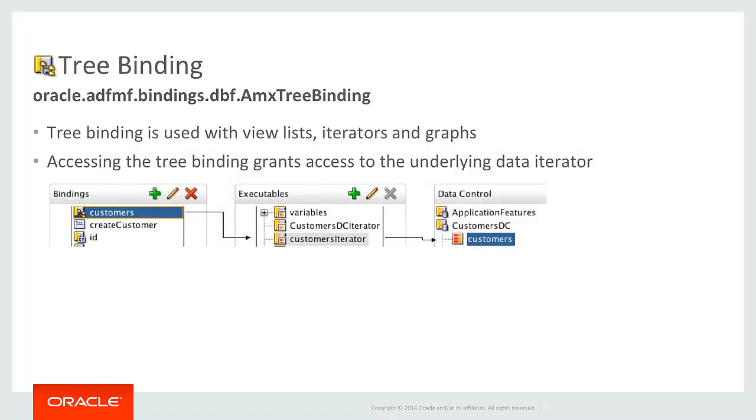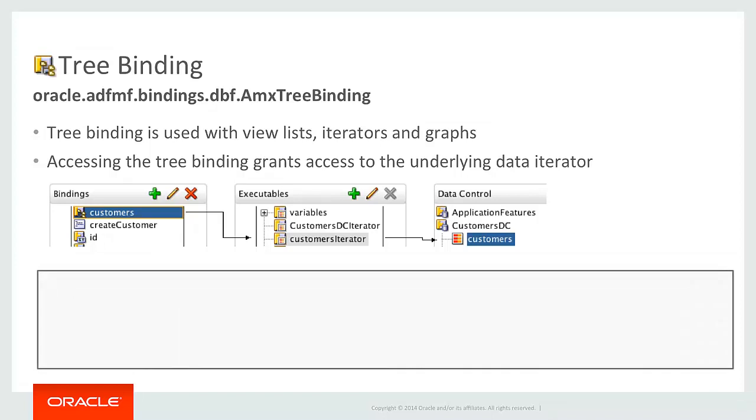The tree binding, I mentioned, is bound to list views, iterators, graphs, and that also gives you access to the underlying iterator that it reads the data from. To get access to the tree binding, similar to what I've showed before, there's an AMX tree binding object representing that binding at runtime.